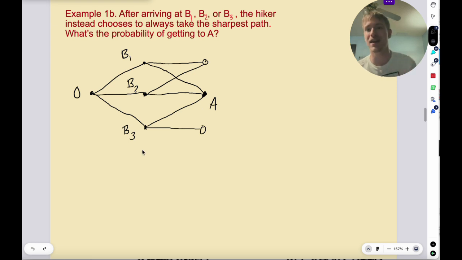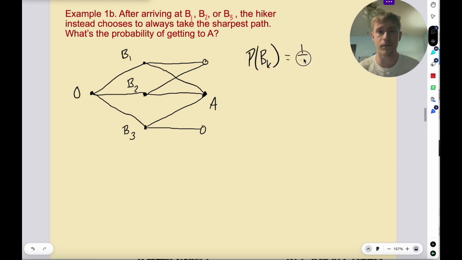Now what's the probability of getting to A, given that he's always looking for the sharpest change in direction? Okay, well, that's, again, not terribly difficult, right? The probability of B sub k occurring is still 1/3. But this time, what's the probability of A given that B sub 1 has occurred? Well, if B sub 1 has occurred, then given that he's always looking for the sharpest change, he's going to go to A anyway, regardless. So his decision choice makes this probability just equal to 1.